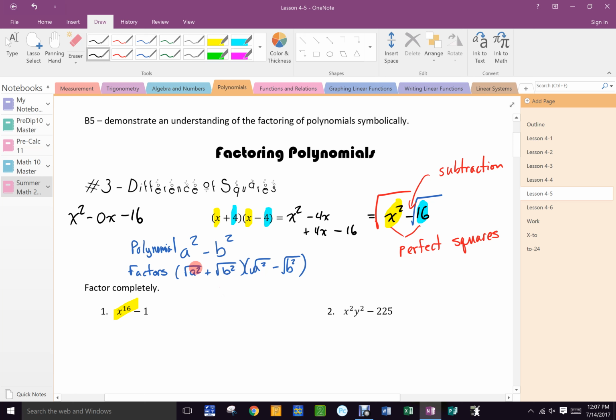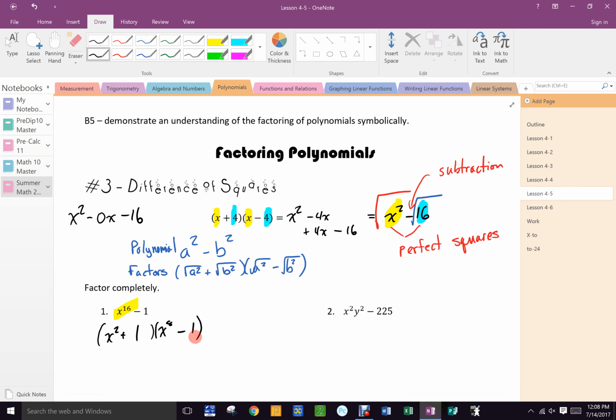So, square root of the first one is x to the 8th. Then plus the square root of the second one. What's square root of 1? 1. Minus 1. Now, the question becomes, am I done? Why? Because I'm not done. Why aren't I done? Nope. You don't wait for 1. Well, we gotta write the one.